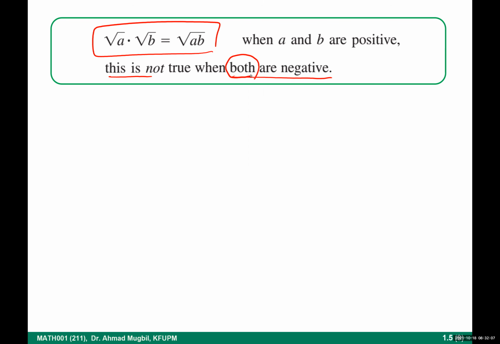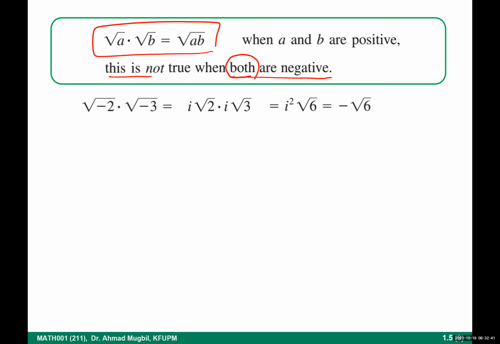Now, let's see why it doesn't work if both are negative. For example, what is the square root of -2 multiplied by the square root of -3? It will be what, according to the definition? What should we do here? It will be i square root of 2 multiplied by i square root of 3. What is i times i? i squared, which is negative. Square root of 2 multiplied by square root of 3 is square root of 6. So we will have i squared square root of 6, which is negative square root of 6, right?